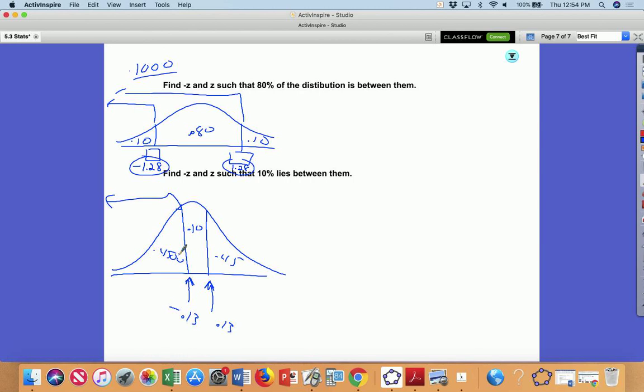So we're gonna look for 0.4500, so 4500 is about there or there. So that's why it's negative 0.1. That's the closest we can get to 0.45. So that's why we would put negative 0.13. And by symmetry, it's gotta be the positive on the other side. So we don't need to look up there.